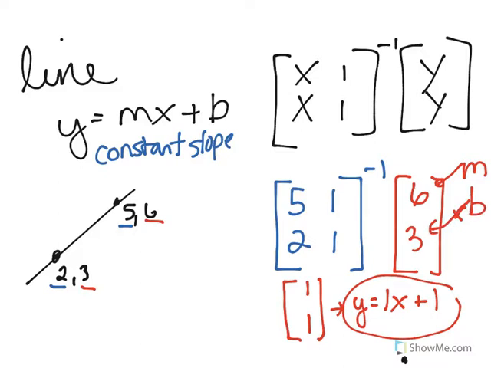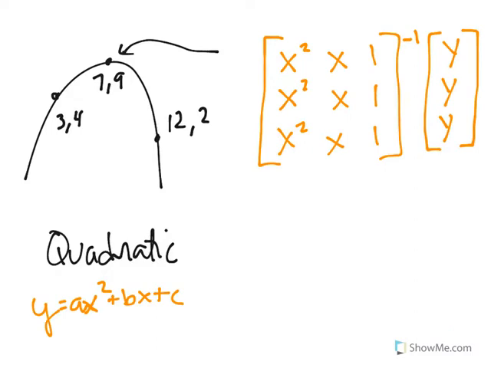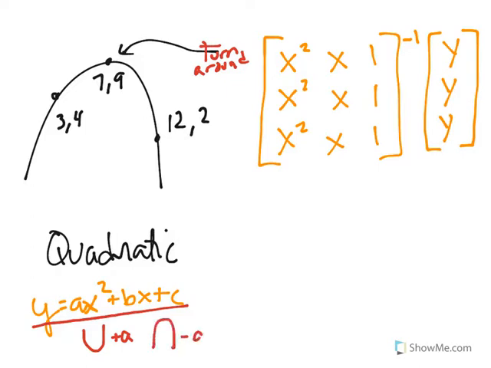Okay, let's take a look at the next function type, which is a quadratic. It's the only one to turn around. The general formula is y equals ax squared plus bx plus c. Remember, happy parabolas have a positive a, and sad parabolas have a negative a. That's how you can tell what direction it's going in.